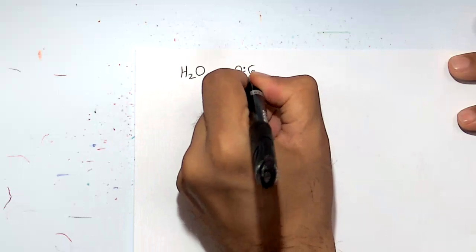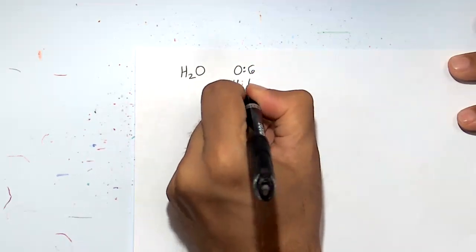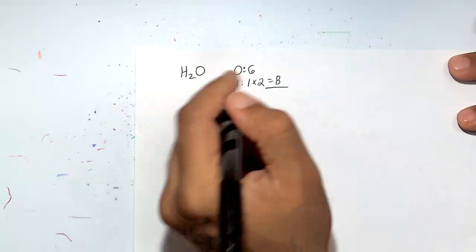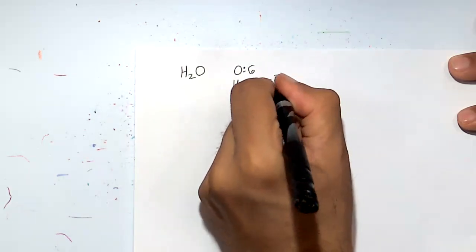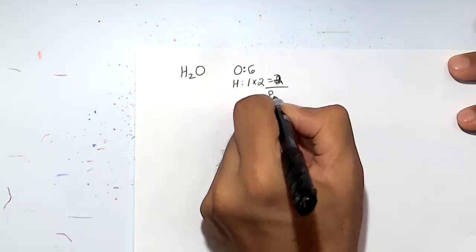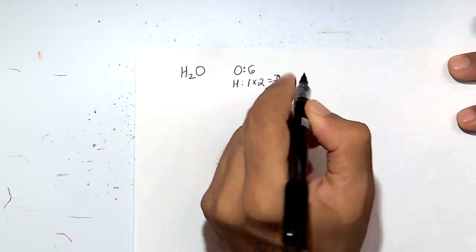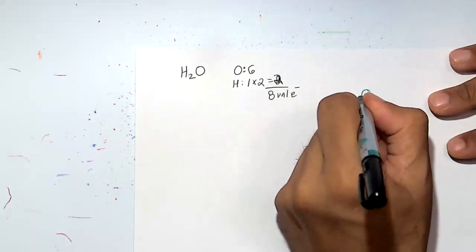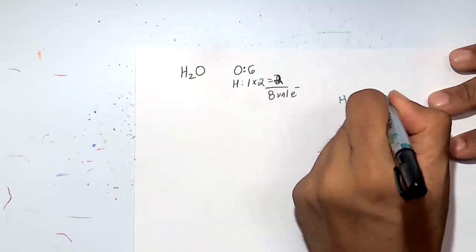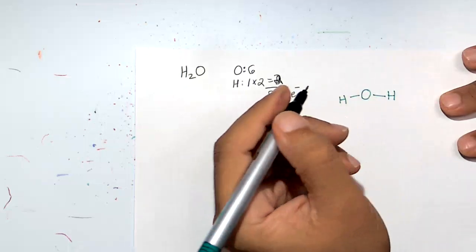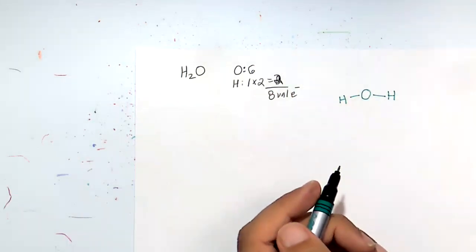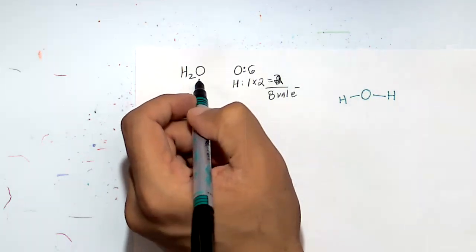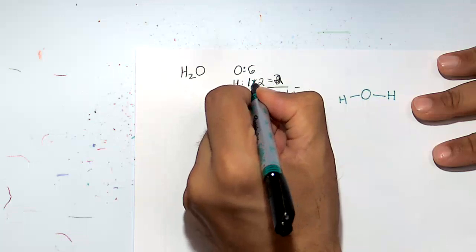Oxygen is happy at 6. Hydrogen is happy at 1, but we have 2 of these, right? So our goal is to get 8 valence electrons around the H2O molecule. Oxygen is going to be our center atom. Oxygen happy at 6, hydrogen happy at 1, but we got 2 of those.